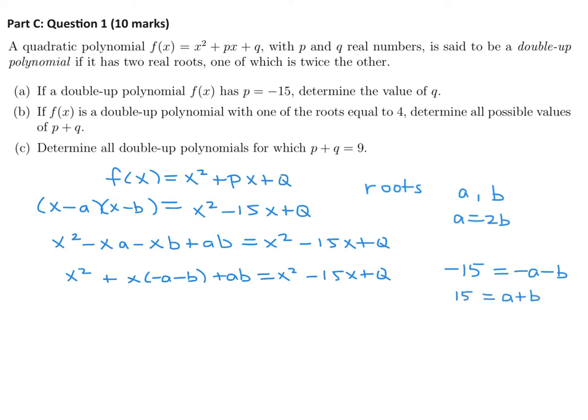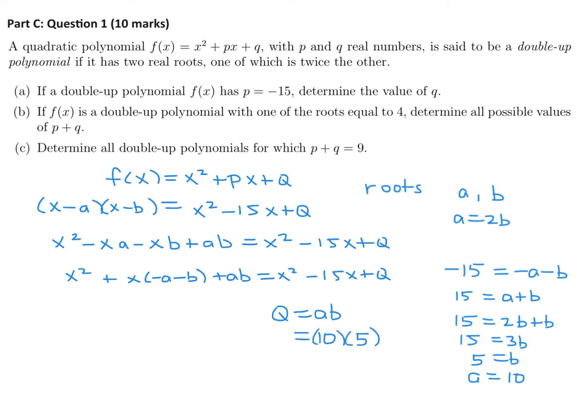Now a is equal to 2b, so we can substitute that in. So 15 is equal to 2b plus b, and therefore 15 is equal to 3b, and therefore b is equal to 5. And therefore a, since a is equal to 2 times b, would be equal to 10. And now, again, comparing coefficients, q is equal to ab. So q is equal to a times b. Well, a we just figured out is 10, b we just figured out was 5. So 10 times 5 is 50, and that is the value for q.